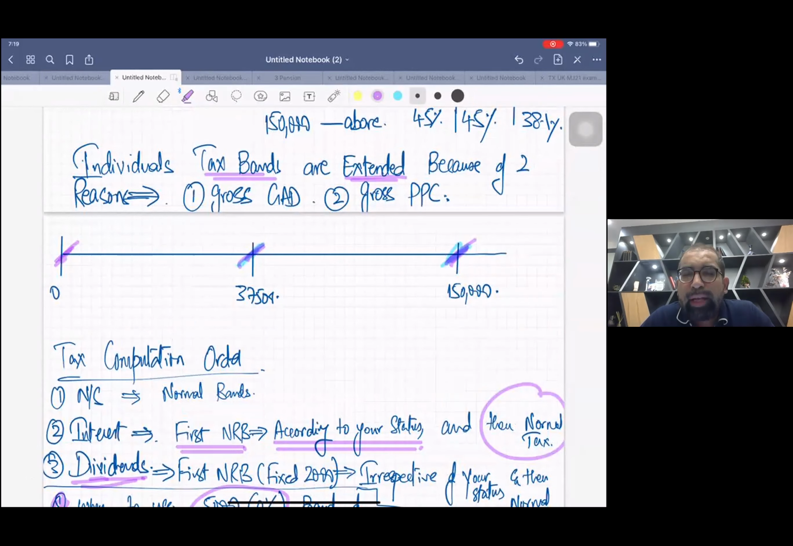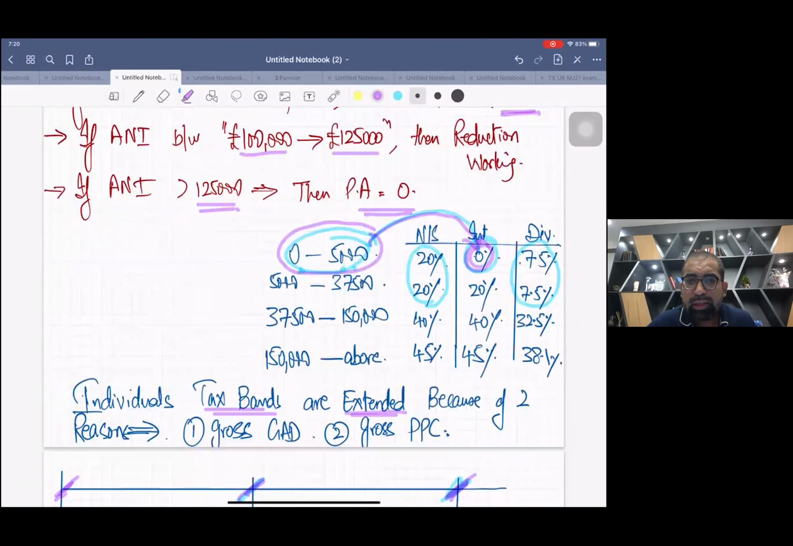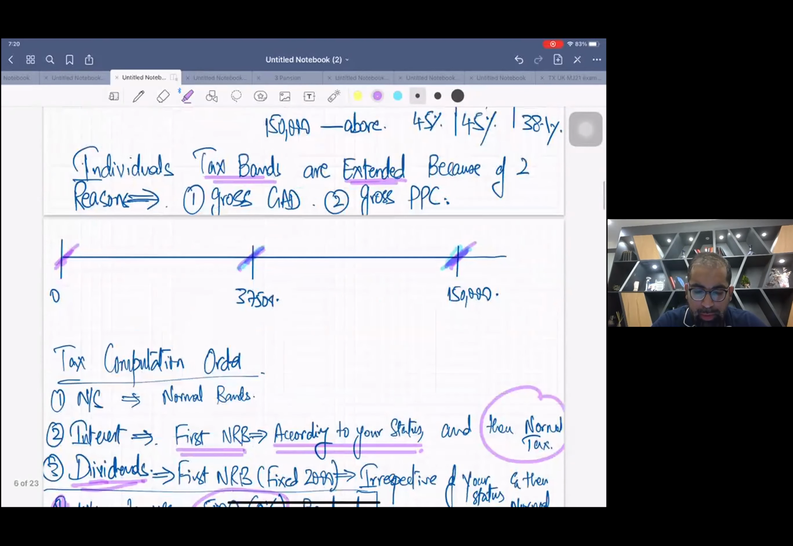I repeat, whenever your non-saving taxable income is greater than 5,000, then make the bands like this: 0 to 37,500 and 37,500 to 150,000. Because in such cases you don't need to use the 0% band of interest income. Okay, in such cases, how will you calculate?